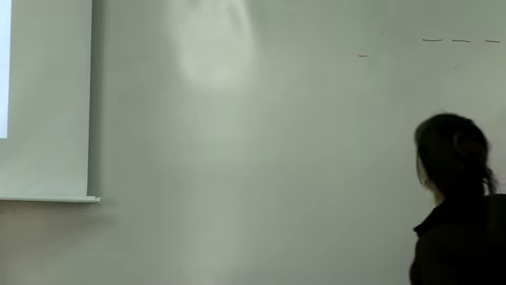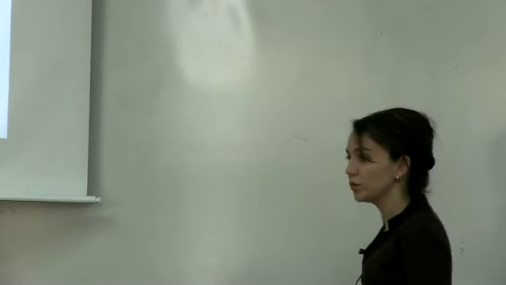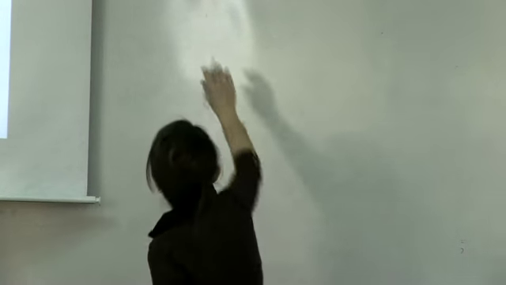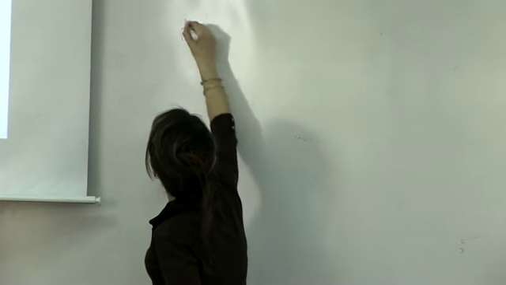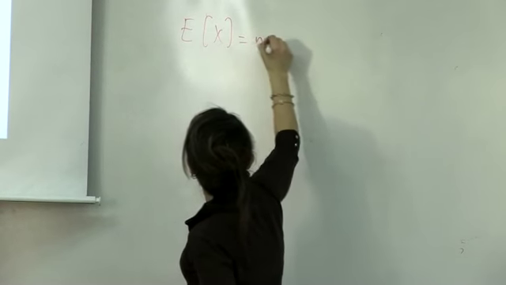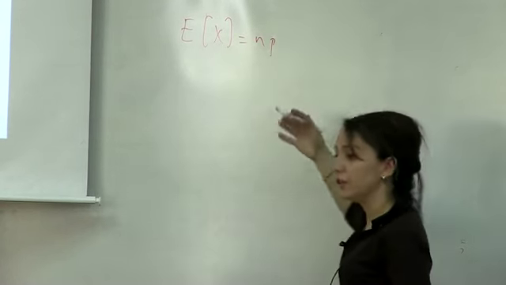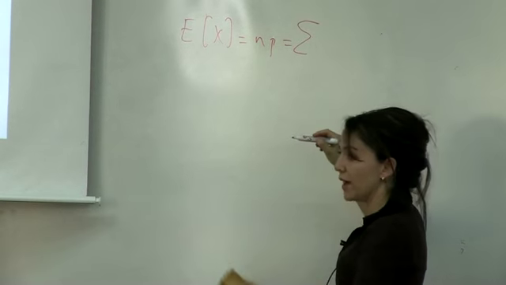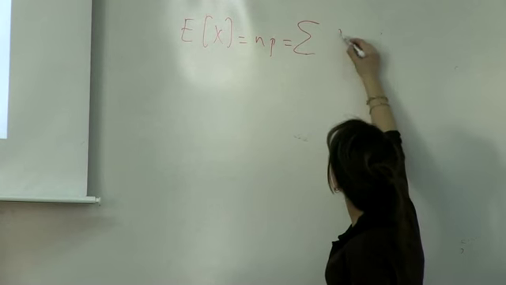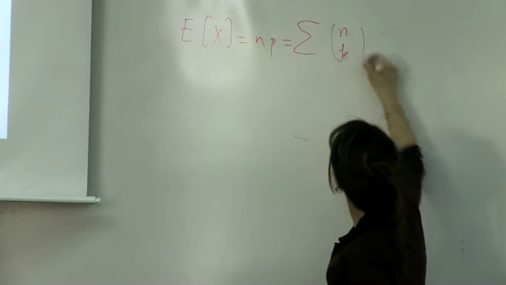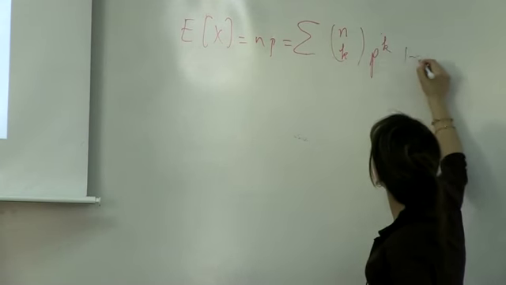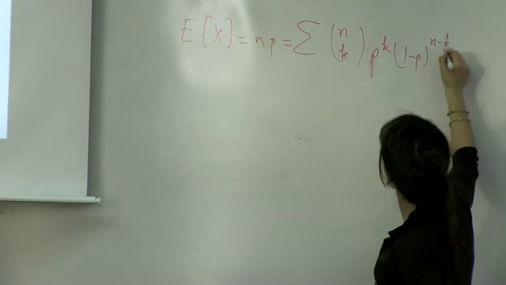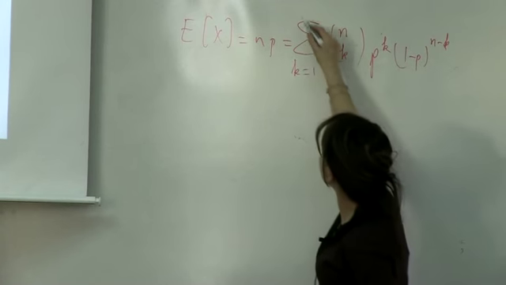Right, you can do that. You can do that. In fact, remember I said the expectation of x is n times p, right? If you want, you could write this the long way as you just suggested and choose k, p to the k, 1 minus p to the n minus k, k from 1 to n.